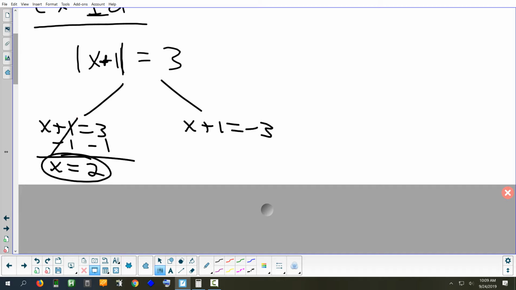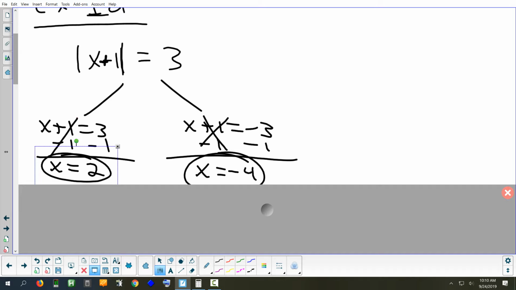Now, when we solve the other one, we're going to get a totally different answer, so we have to have both. So x could be 2. And how are we going to get x by itself on the right? It's exactly the same step you did on the left. +1 minus 1, gone. What's -3 minus 1, Blake? -4. And there are your 2 answers.